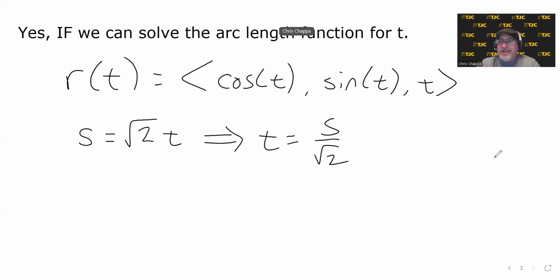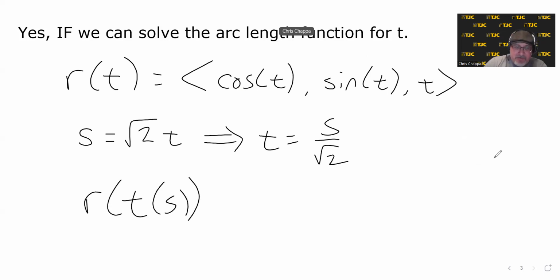All right, so now we've got t as a function of s. We're just doing function composition, basically. Instead of saying r of t, we're saying r of t of s. So all we have to do is replace each t with s over the square root of 2. By the way, this is t of s. Time is a function of distance traveled, if you will.